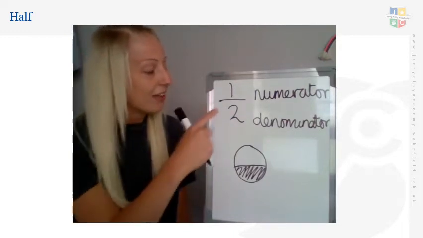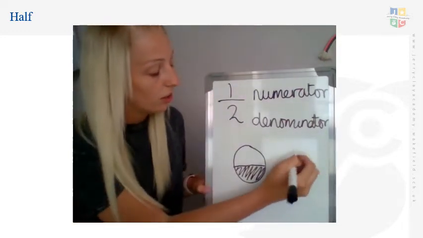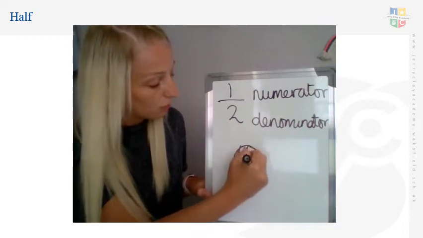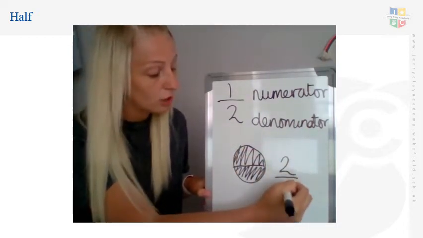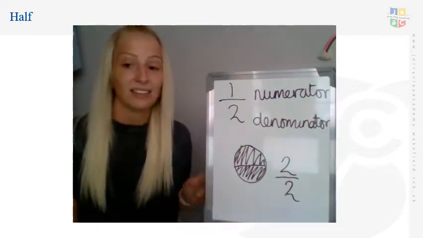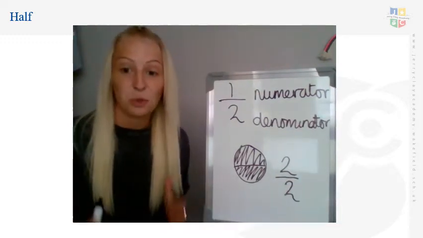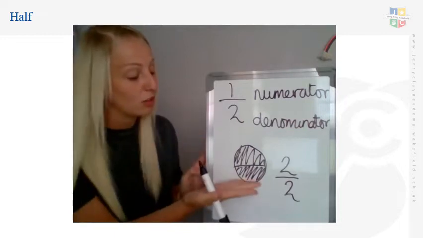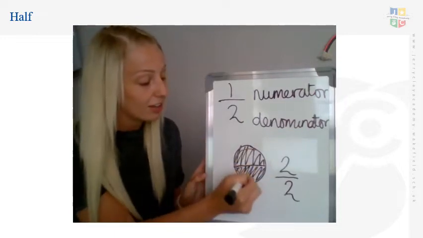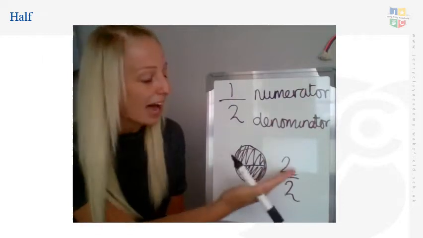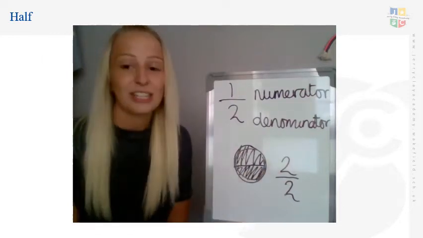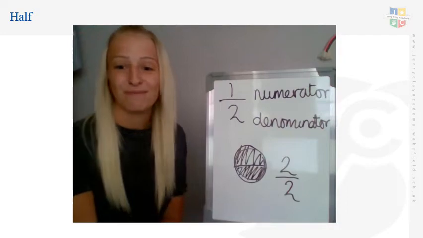Now if I wanted to do more than 1, then I did one more. This would be 2/2, so I would have 2 of the 2 equal parts. This is the same as 1 whole, because if I put my 2 halves together, I have eaten the whole biscuit or the whole pizza. So 2 halves, when it matches the denominator, makes a whole.